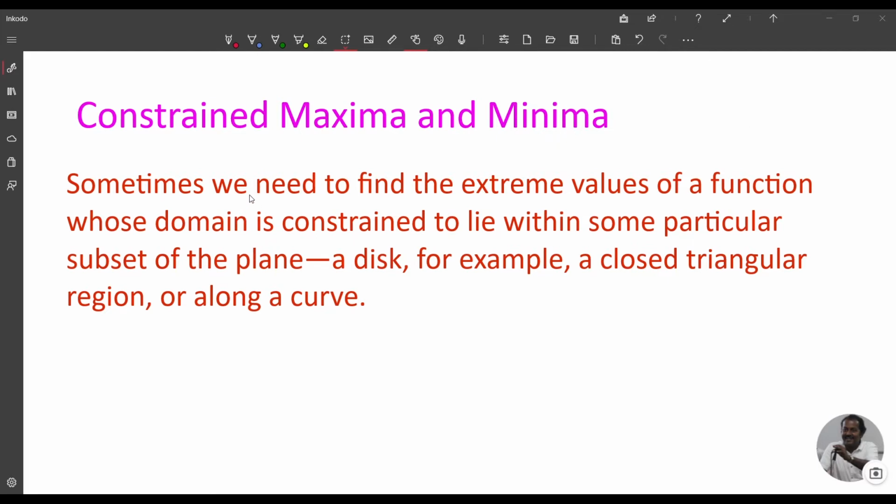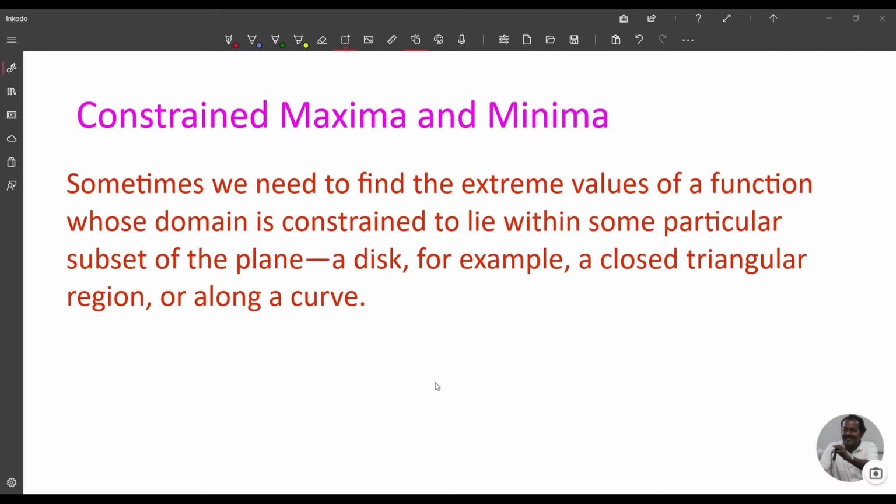Sometimes we need to find the extreme values of a function whose domain is constrained to lie within some particular subset of the plane, a disk, for example, or a closed rectangular region or along a curve, etc. Such problems are called problems of constrained maxima and minima. We will discuss a problem and a more powerful method to find the extrema in such situations.